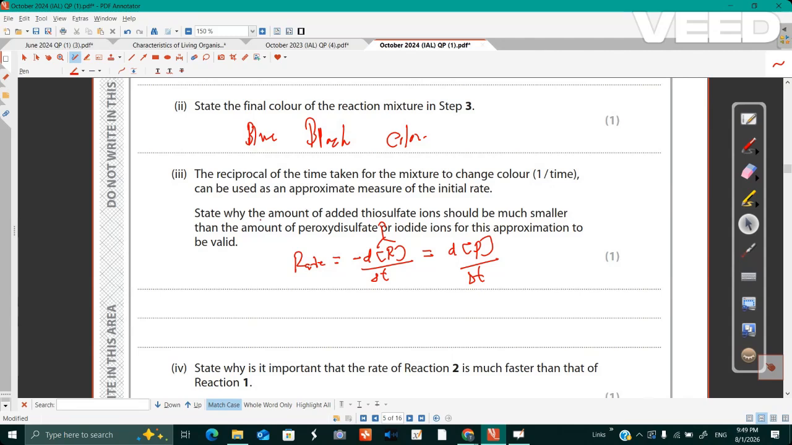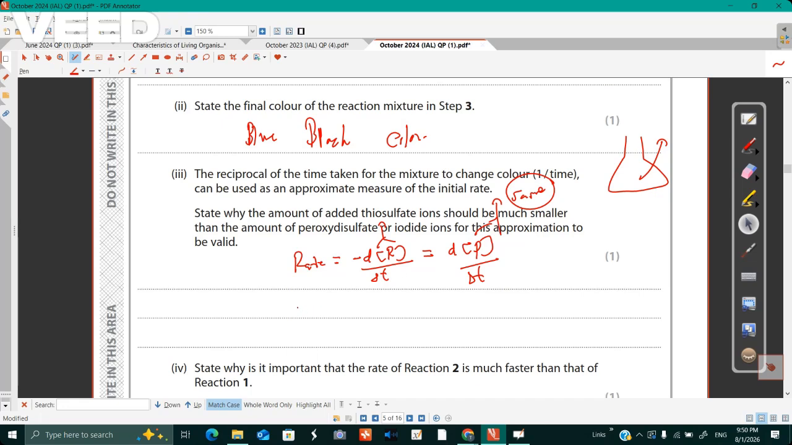The question is, it is 1 over T. Why can 1 over T be used? We can assume the amount of product formed is all the time the same. Why? The blue color appears when a certain amount of product is formed. So delta P is always constant.